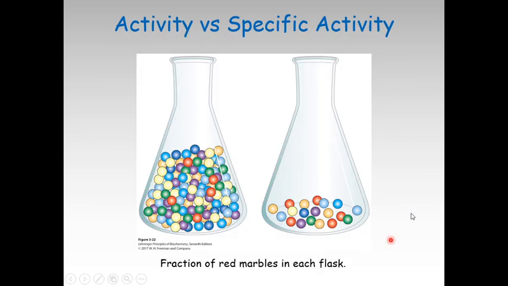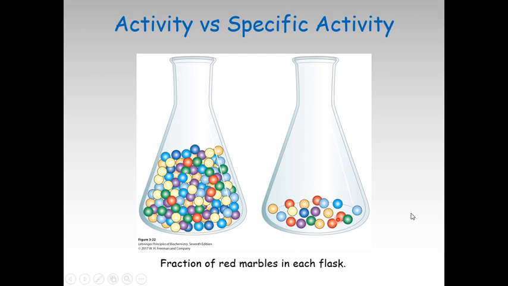Now consider this example. There are two flasks and there are different marbles in both these flasks. All these marbles can be considered as proteins. Both these flasks contain the same number of red marbles if you count them, but different numbers of marbles of other colors, as you can see. If the marbles represent proteins, both flasks contain the same activity of the protein represented by the red marble, right? If they have the same number of red marbles.